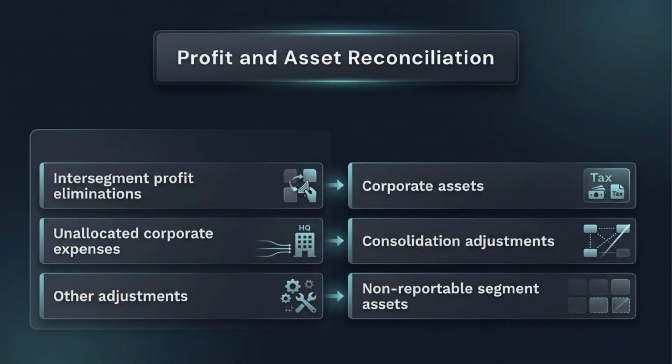Profit and asset reconciliations follow the same bridge logic, but the reconciling items are often more judgment heavy. For profit, the differences may include inter-segment profit eliminations, unallocated corporate expenses, interest, tax-related items, restructuring charges, or non-reportable segment results. For assets, reconciling items may include corporate cash, deferred tax assets, consolidation eliminations, or assets of smaller segments. The point is that users should not be left guessing why segment totals do not equal consolidated totals.